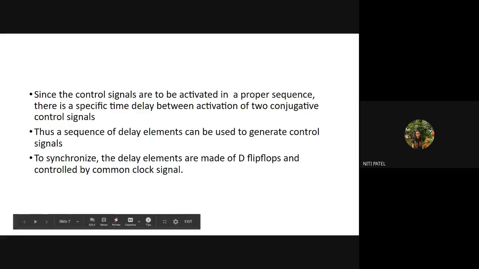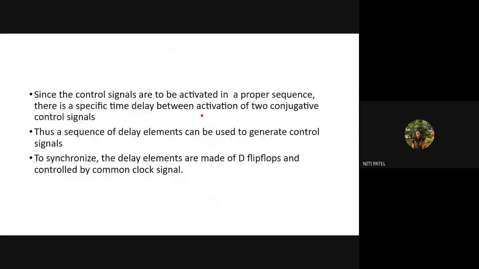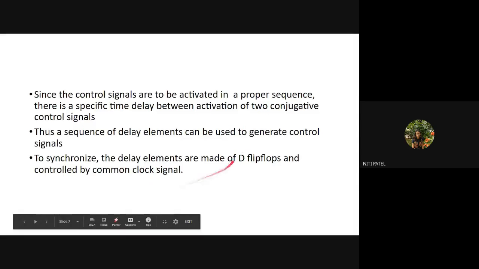So what did I say? Between the generation of C0 and C1, there is some delay. So who will generate that delay? It will be generated by this delay flip-flop. Okay, so the D type flip-flop is a delay flip-flop. So the small time delay between the two control signals, who has generated it? It will be generated by this delay flip-flop.